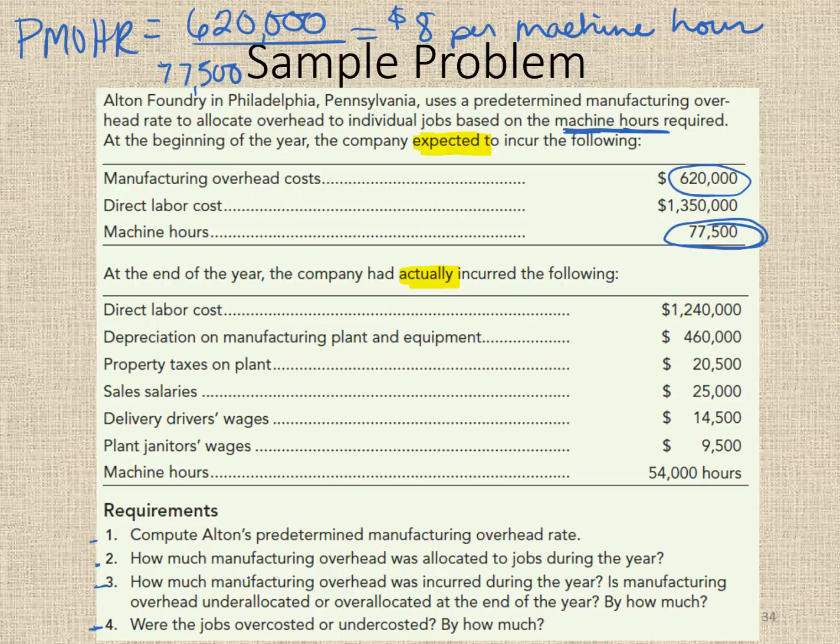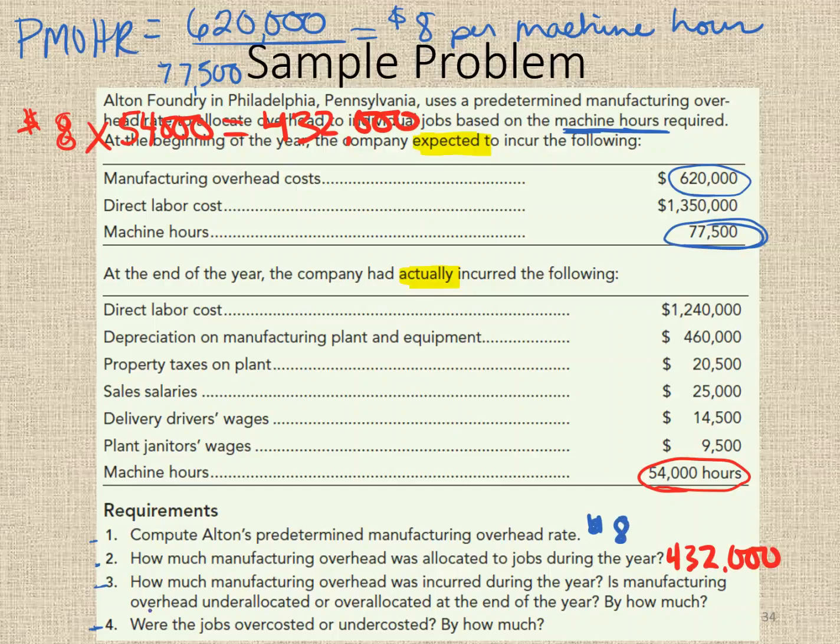So requirement 2 then says how much manufacturing overhead was allocated to jobs during the year. Well, let's see. How much did they actually work? Well, they actually worked 54,000. That was actually incurred. So if we go ahead and take that $8 allocation rate and multiply that times the 54,000 hours, we should get 432,000. So that is our answer to number 2 here, 432,000. And our answer to number 1 was $8.